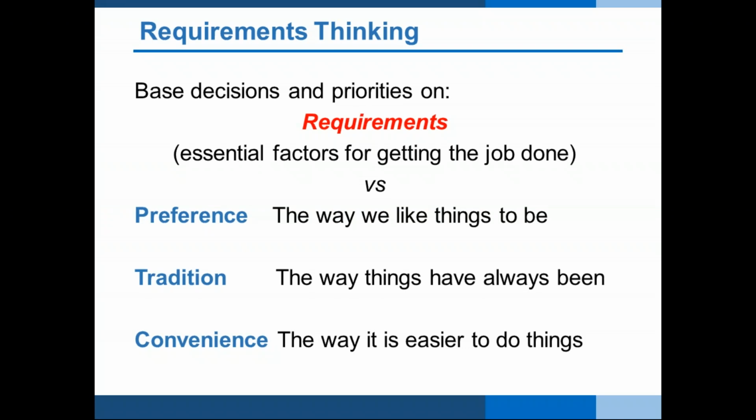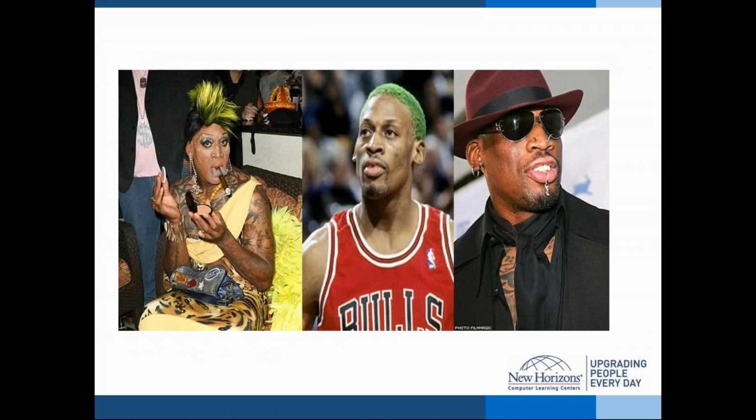I'm going to give you a couple of examples of what happens when you practice requirements thinking and when you don't. Let's start with the first one. So this is Dennis Rodman, a very colorful, non-traditional, to say the least, basketball player who had a very successful career with the Chicago Bulls. And that was due in large part to a fellow named Phil Jackson, who was the team coach for the Bulls. And Jackson's team was losing year over year. He was a master at practicing requirements thinking.